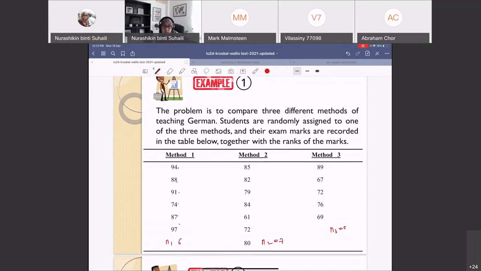Another thing is why these data are non-parametric: the sample size is less than 25. 6 is less than 25, 7 and 5 are also less than 25. So this is non-parametric data, and you have to apply non-parametric tests, not one-way ANOVA. One-way ANOVA is for parametric tests. So how are we going to do this? Just apply all the 9 steps or 10 steps that we have discussed before.